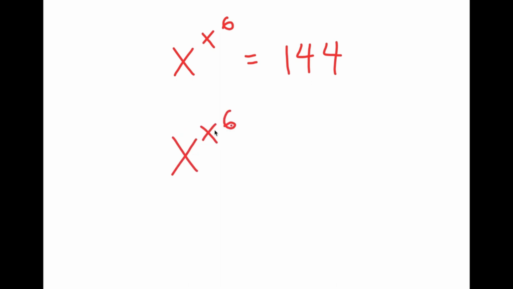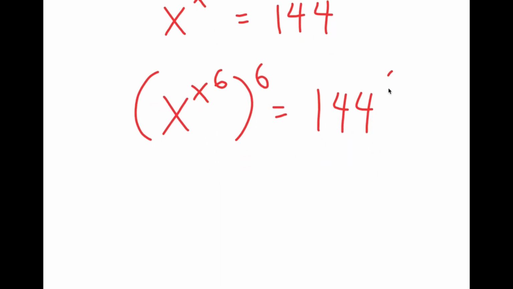Alright, so in this video, I'm going to solve the equation x to the power of x to the power of 6 is equal to 144. To solve this, I'm going to first start by taking the power of 6 on both sides. So I'll get x to the power of x to the power of 6 to the power of 6 is equal to 144 to the power of 6.